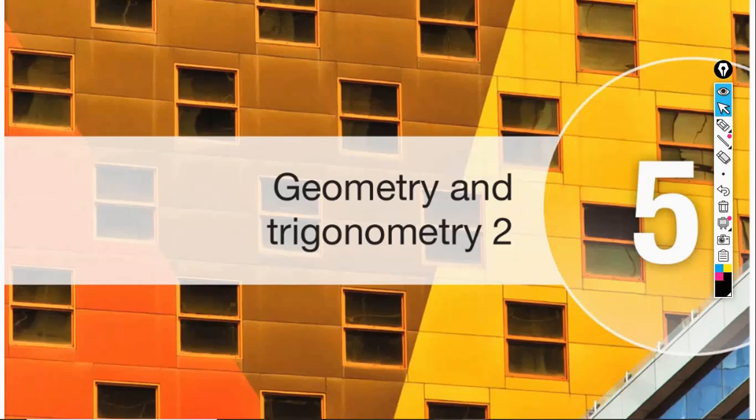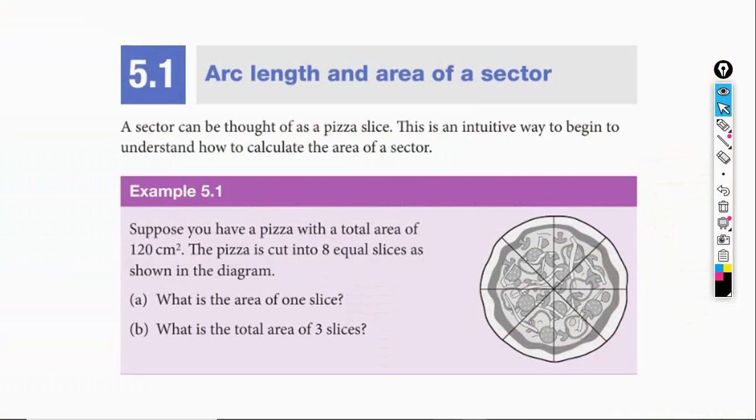Hi, everyone. So this week we're going to be covering a couple of topics from Chapter 5, namely Geometry and Trigonometry 2. And in this chapter, we're going to be studying arc length and area of a sector. Now, we're talking about circles.